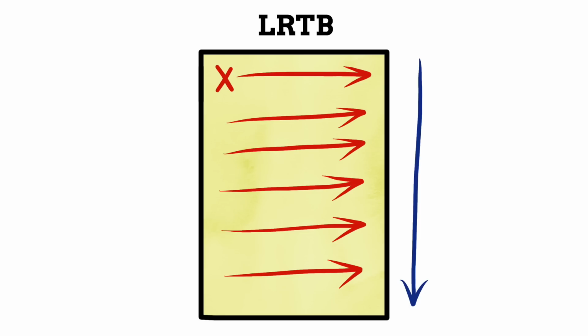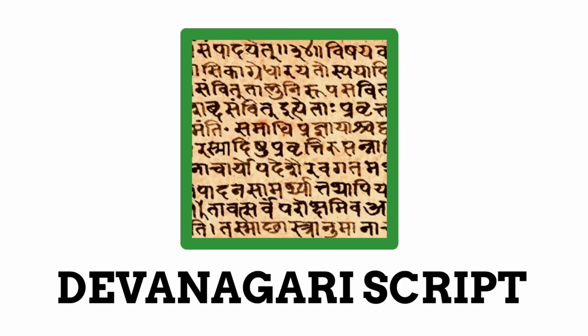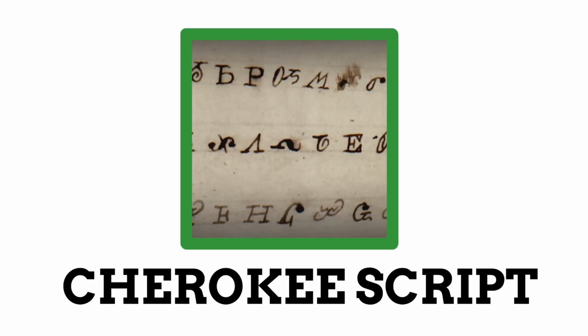Left to right then top to bottom is the most common direction of written languages, and it is used in way more than just the Latin script. The Cyrillic script used by multiple Slavic languages also follows this direction too, as does the Devanagari script used in various South Asian languages like Hindi and Sanskrit. There's even scripts for singular languages which go in this direction too, like Sinhala from Sri Lanka, the modern Greek script, and even the Cherokee script.